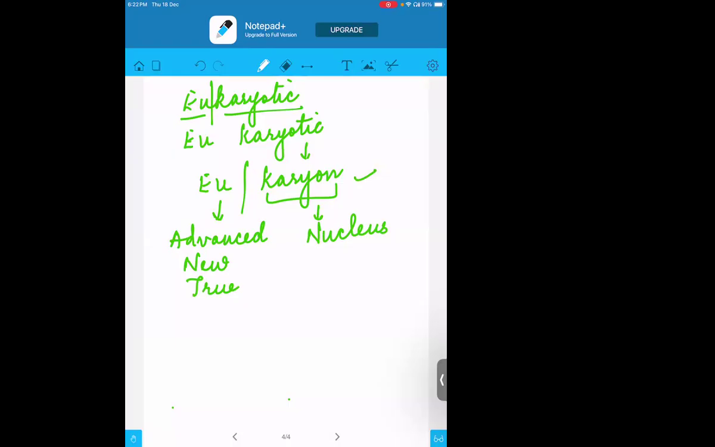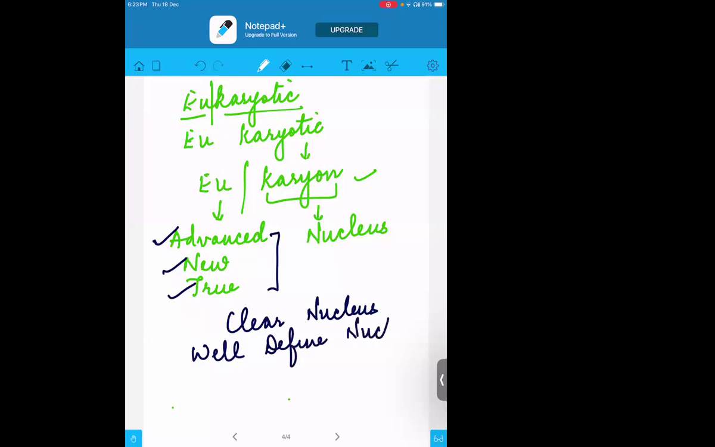So in the eukaryotic, the nucleus is basically advanced, new, or true. Any one word you can use. In the eukaryotic organism, the cells have the advanced nucleus, or we can say they have the clear nucleus, or a well-defined nucleus. So if any organism has a well-defined or clear nucleus, then it is called a eukaryotic organism. In prokaryotic cells the nucleus will not be visible at all, whereas in eukaryotic cells the nucleus will be visible.